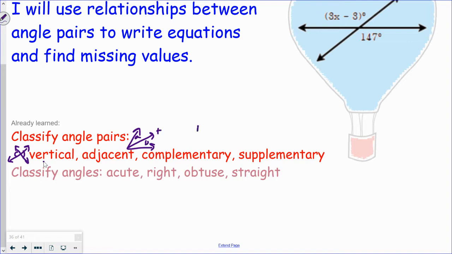Complementary angles are angles that make 90 degrees, and it takes two of them most of the time for what we're working with today. Or supplementary, that is 180 degrees, and you will have two or more angles with that.